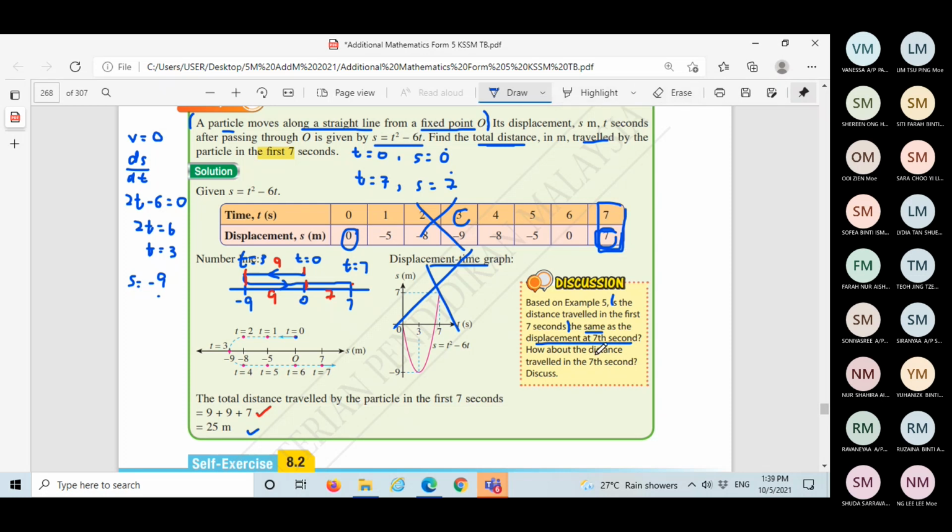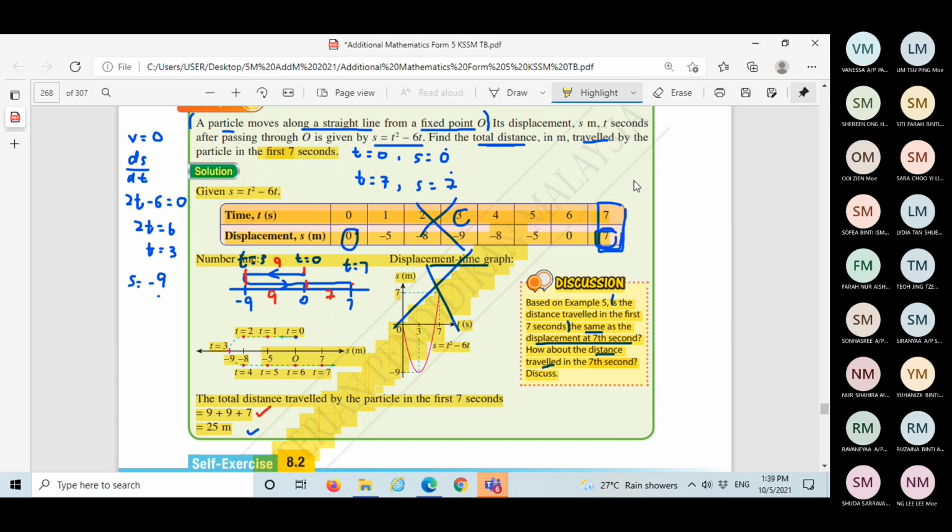The distance traveled in the 7 seconds. Means at the 7 second, how to say? At the last part only, they want to know at the 7 second, what is the distance traveled. They are not interested in the times from 0 until 7. They are only interested in the 7 second. What is the distance traveled? This is the meaning. So I highlight 7 seconds, the first 7 seconds.